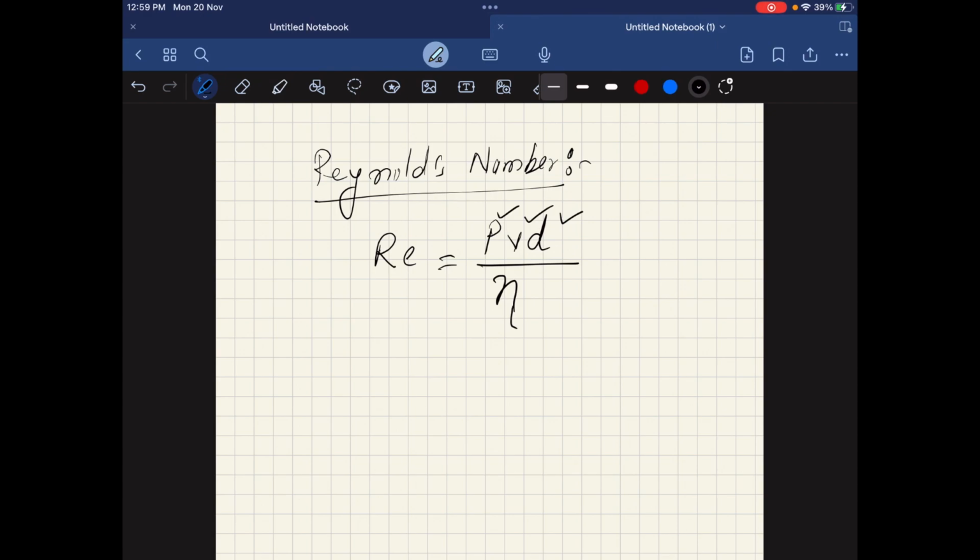So as the density of fluid will increase, or velocity of the fluid will increase, or diameter of the fluid will increase, Reynolds number will increase, while as viscosity will increase, Reynolds number will be lesser. And if Reynolds number is less than 2000, the flow will be laminar or linear, while if Reynolds number is more than 2000, the flow will be turbulent.